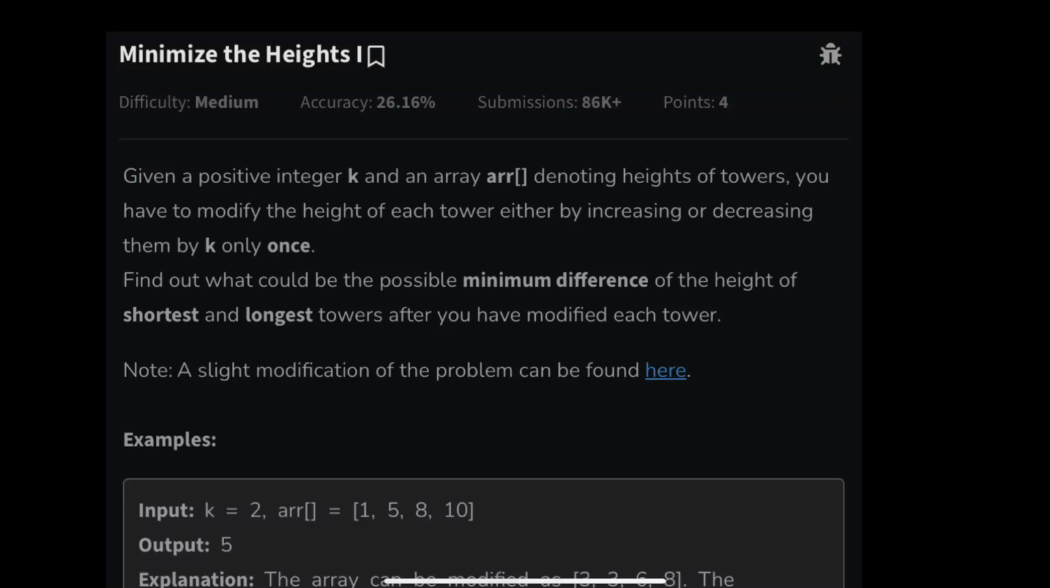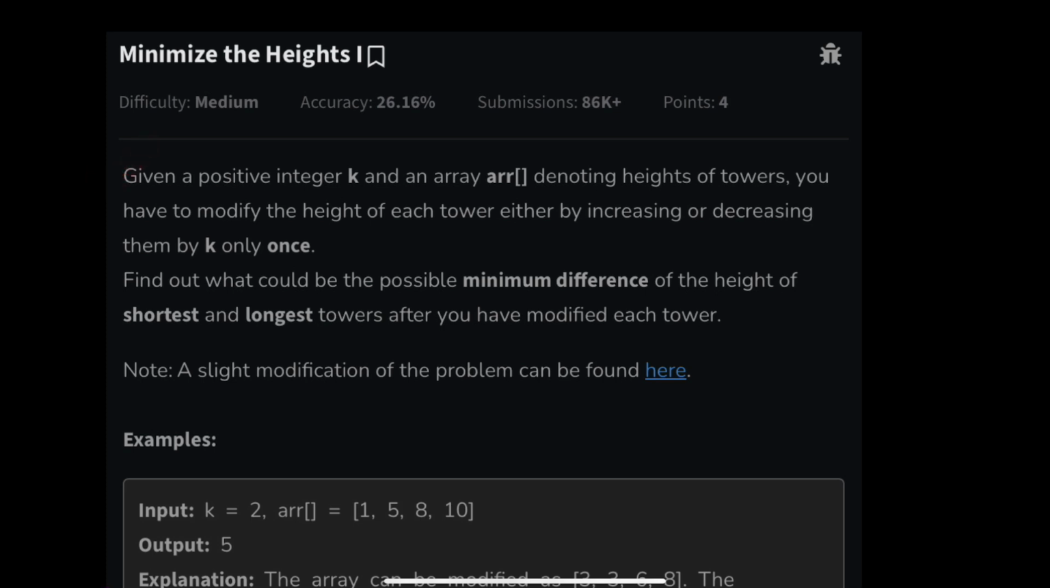So today we are going to solve the problem Minimize the Heights, which is a medium level problem. Okay, so let's read the description first. The description says: given a positive integer k and an array ARR denoting heights of towers, you have to modify the height of each tower either by increasing or decreasing it by k only once.